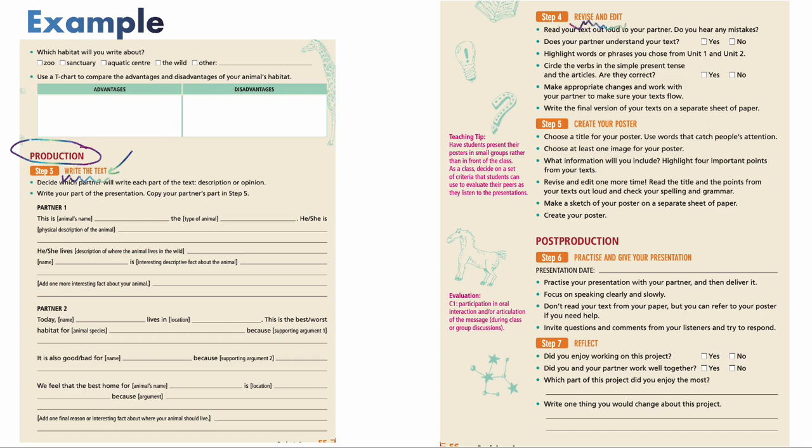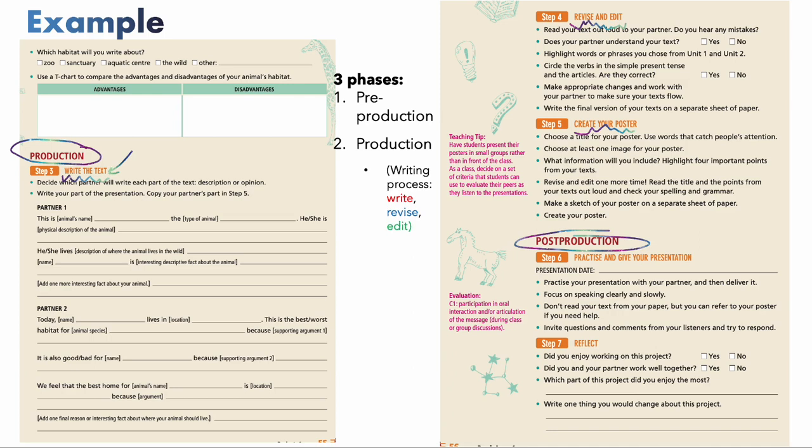Okay, and again, another step in the writing process is to revise and edit your written work. So that looks really similar. And then, of course, they're going to create. They're going to choose a title for the poster, an image, what information you're going to include. Okay, so that's production. And post-production is they practice and give their presentation, and then they reflect on what to include next time. So in this activity, we're going to see the 3 phases of the production process. So pre-production, production, which of course includes the writing process, writing, revising, and editing, and post-production.